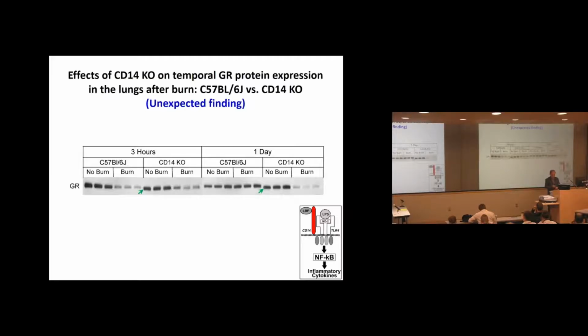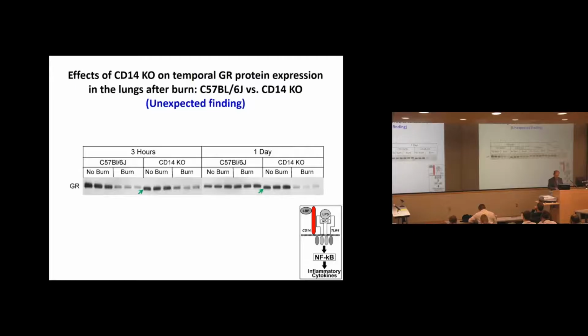But we noticed something interesting. If you look at these two here, there's a shift in terms of the size. And it was repeated here. So we wondered, what is going on? Did we make any mistake with the Western blot? We did all the checks. We couldn't find any mistake.